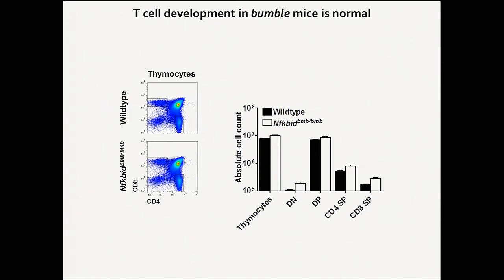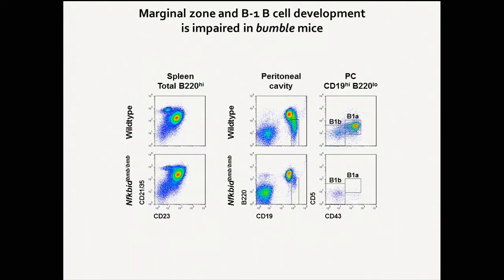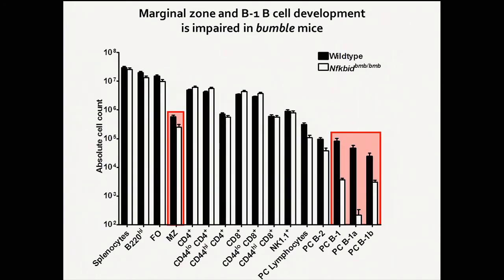What we could say about the phenotype here was that, first of all, T-cell development was normal in Bumble mice. Furthermore, B-cell development was normal in the bone marrow of these mice. But marginal zone B-cell and B1 B-cell development were impaired in Bumble mice. And you can see there are practically no B1a cells and a reduced number of B1 B cells. This tail represents marginal zone B cells, and it too is reduced.